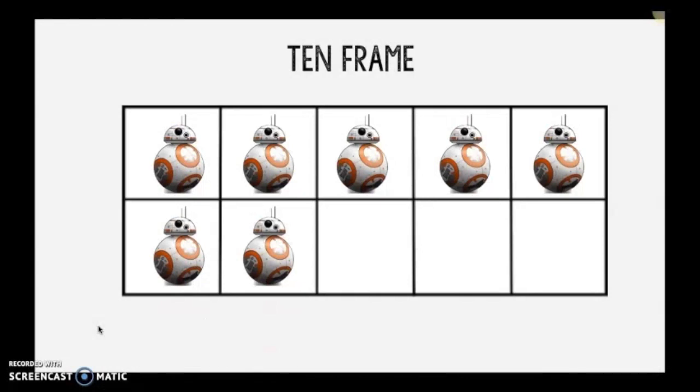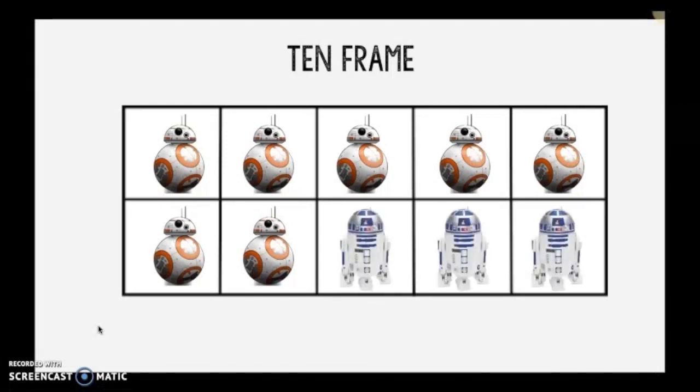So we do have part of our 10 frame filled in. We have 7 filled in, but we need to add some more in order to get to 10. Friends, how many more items do I need to put in my 10 frame? Did you say 3? Good job. Yeah, I had 7 and I needed 3 more to get to a 10. A number sentence I could say would be 7 plus 3 equals 10.